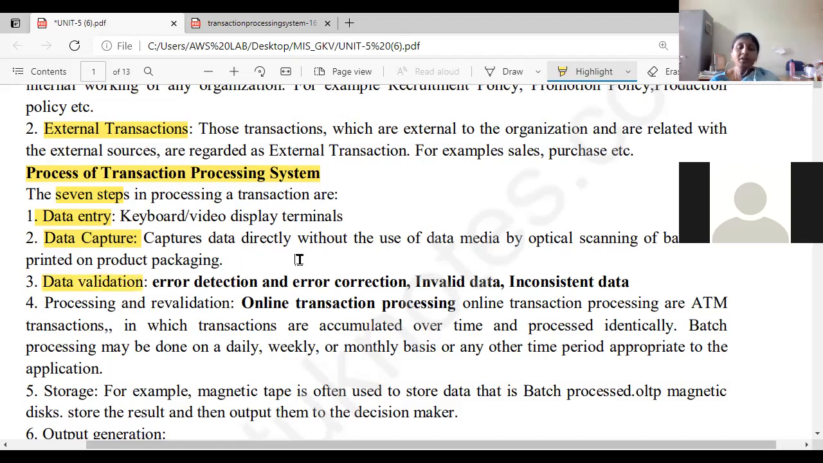For example, you have taken a product and you want to take the billing of that particular product, but that product is not entered into the database of that billing system. So the product was not entered into the billing system database, so sometimes they tell you that they cannot give you that product. So they are verifying whether the data is validated or not.